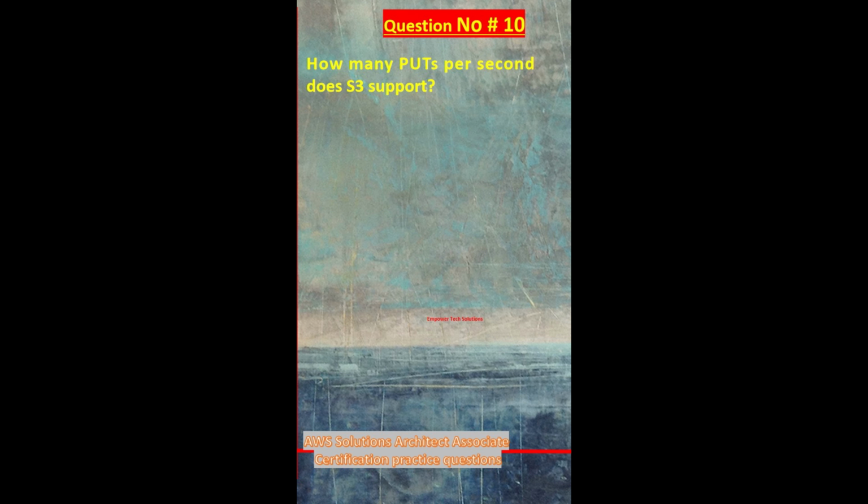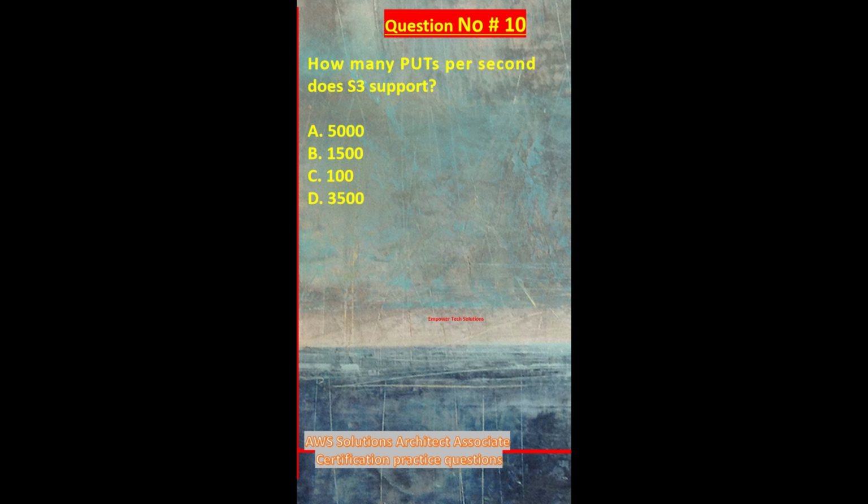How many PUTs per second does S3 support? A. 5,000. B. 1,500. C. 100. D. 3,500.